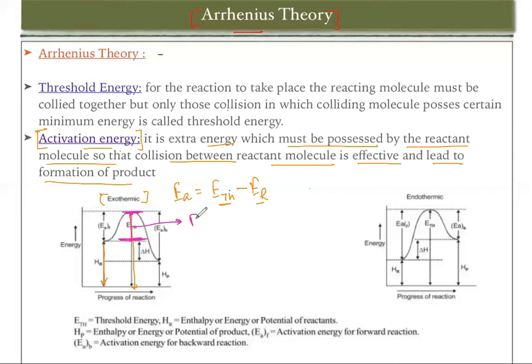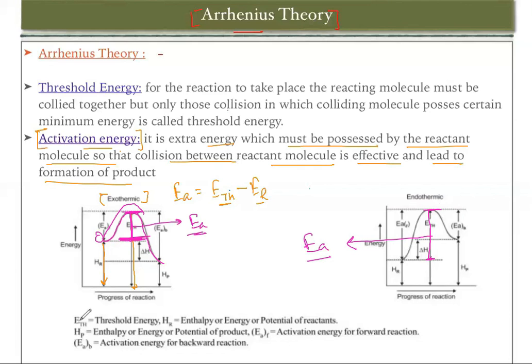This is Ea, which stands for activation energy. It is the amount of energy required for the formation of the product. To cross this barrier, all the reacting species must go above this energy level. That amount of energy, from here to here, is known as activation energy. Similarly, the amount of energy from here to here is the activation energy for the endothermic reaction.